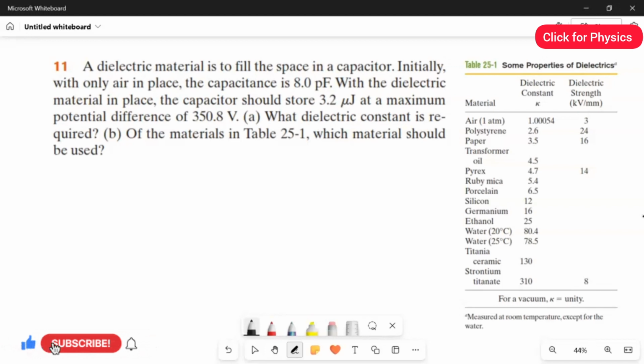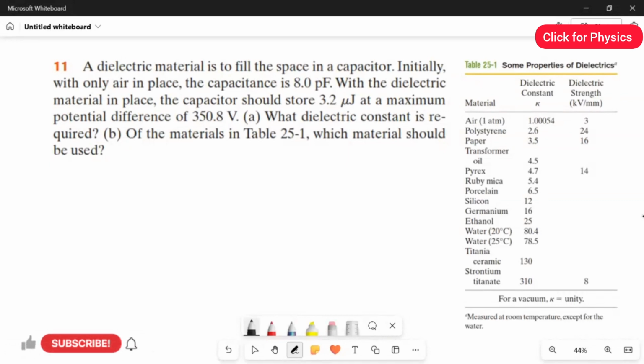So actually, in this question, in the first part, we have to find the dielectric constant of that material. And once you get the answer for the dielectric constant, you have to check the value with the given table. So your value should match one of the materials, and you have to mention what that material is. That should be your answer for the second question. So let's start with the first part.